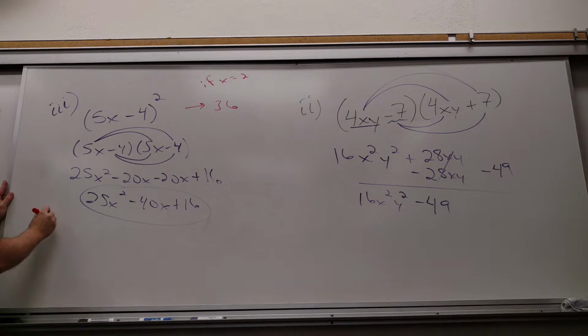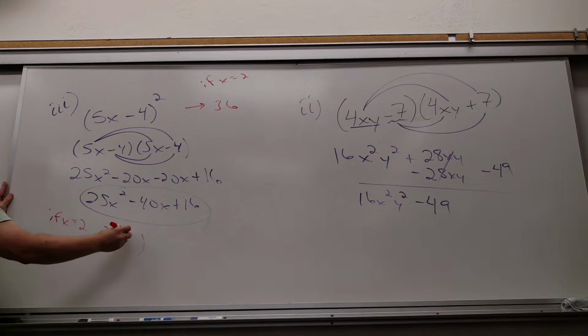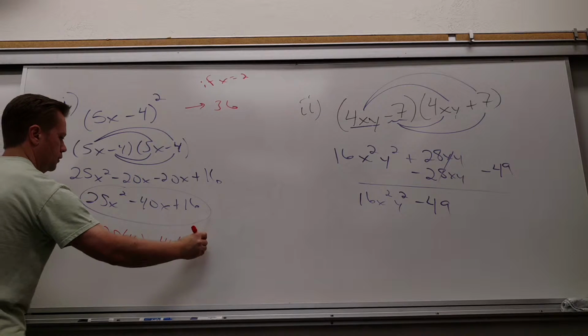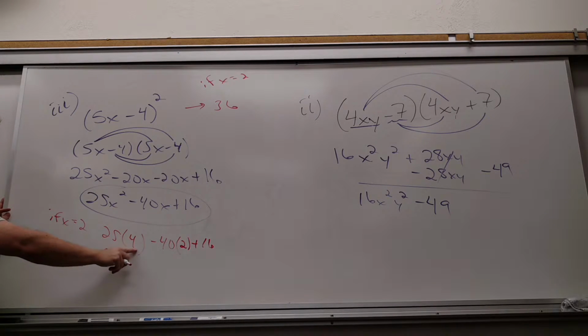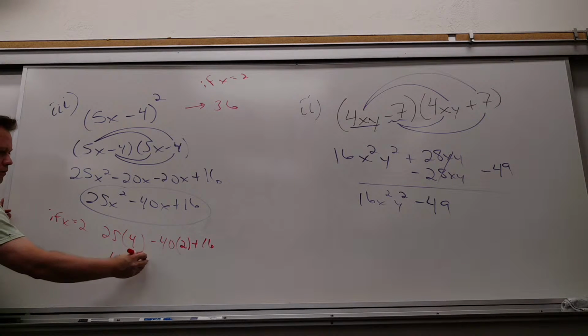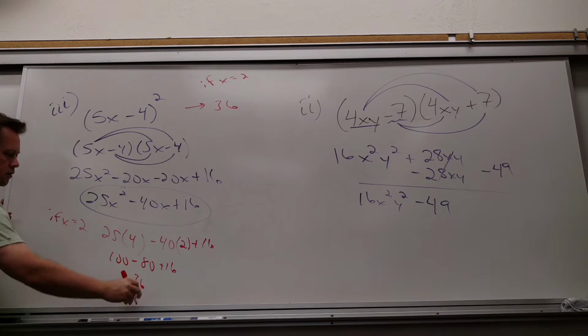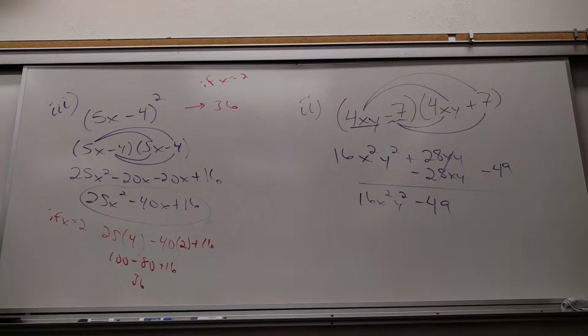So if x were 2, I would have 25 times 2 squared, 4, minus 40 times 2, right? Plus 16. So 100 minus 80 plus 16, 20 plus 16, 36. So too bad for you, math works.